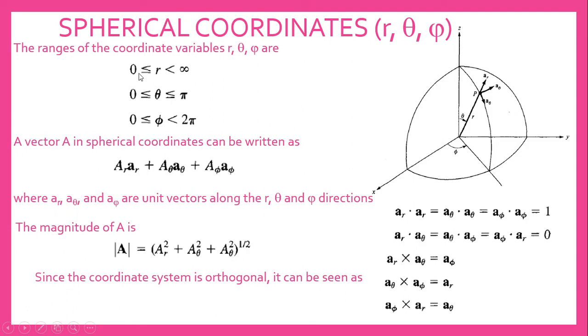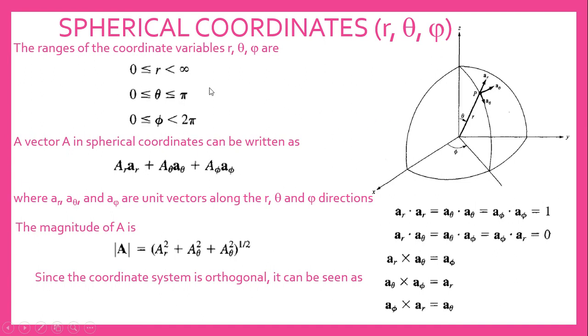So the ranges vary from 0 to infinity for radius. For theta it varies from 0 to pi, and for this angle phi, it varies from 0 to 2 pi. You just imagine like an orange. So now this orange fruit will have a definite radius, that is r. Then when you cut it into half, you can see a full circle. For a full circle, the angle will vary from 0 to 2 pi. If you take a small sector, it will be like an orange slice, a half semicircle. So the angle will vary from 0 to pi.